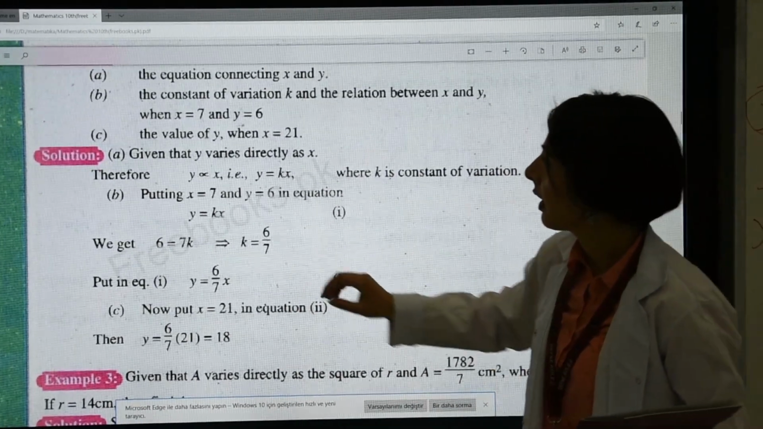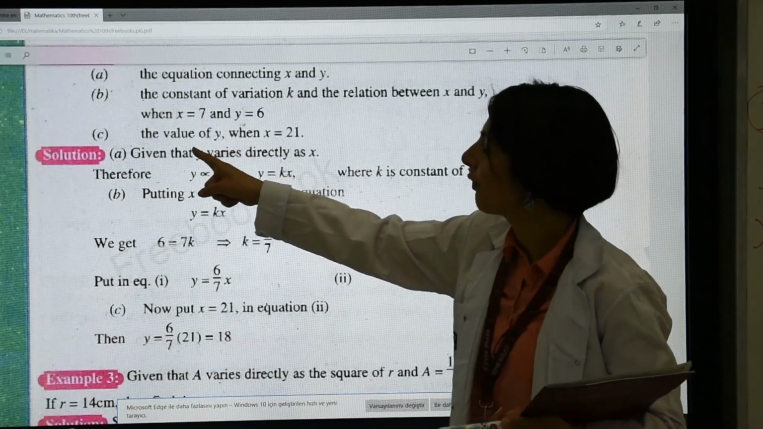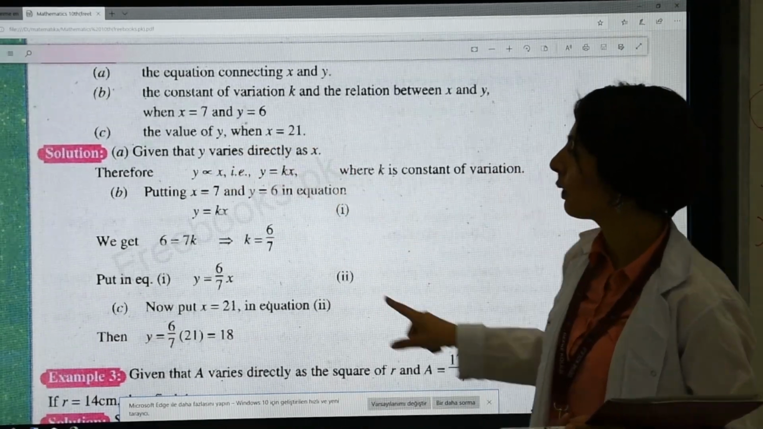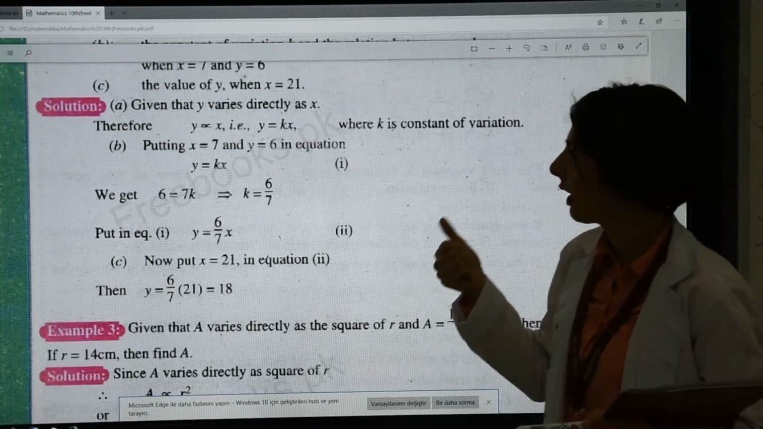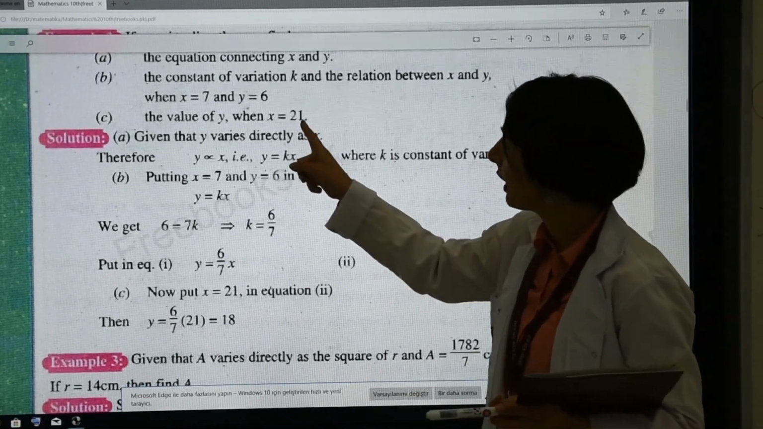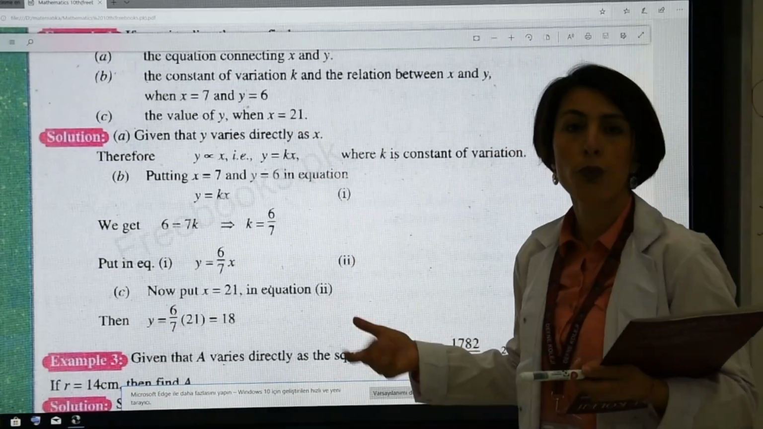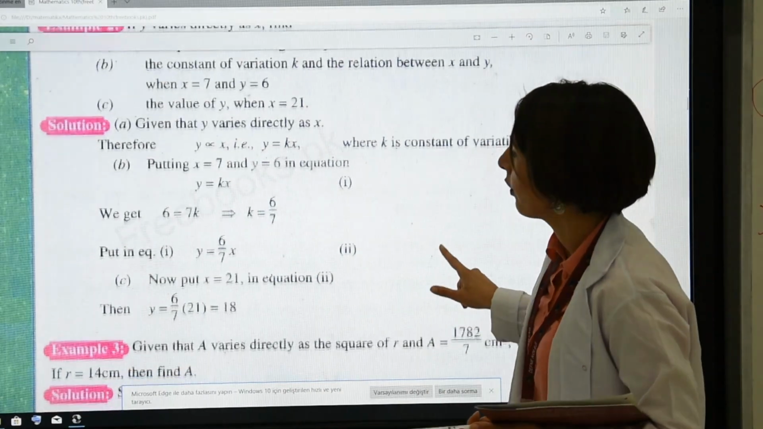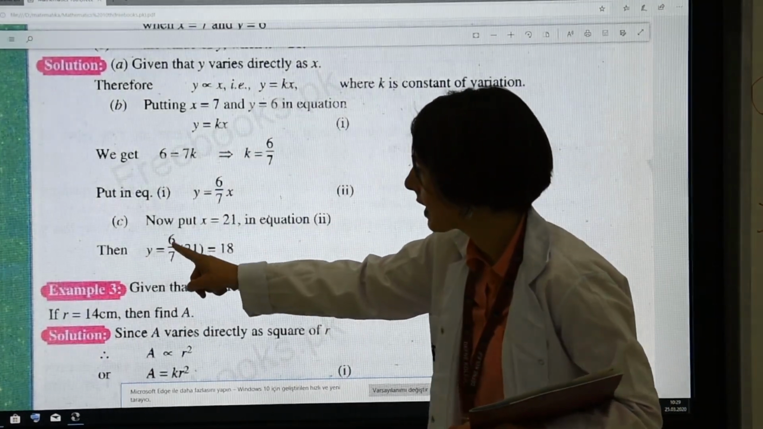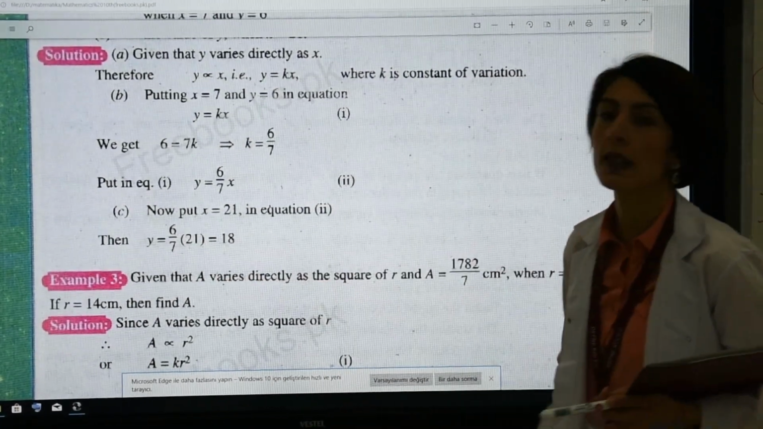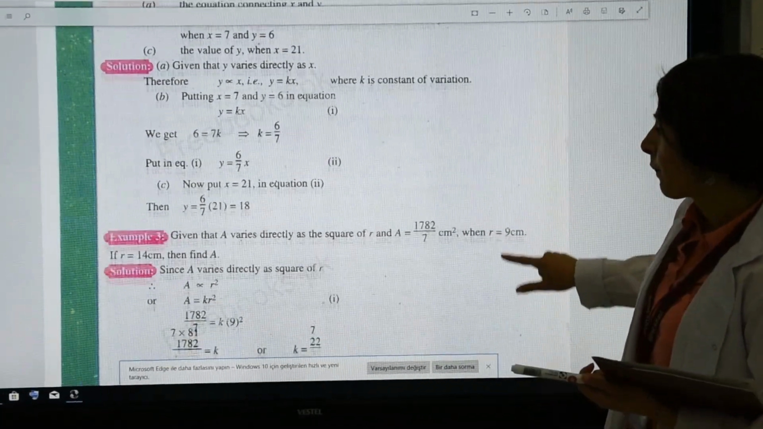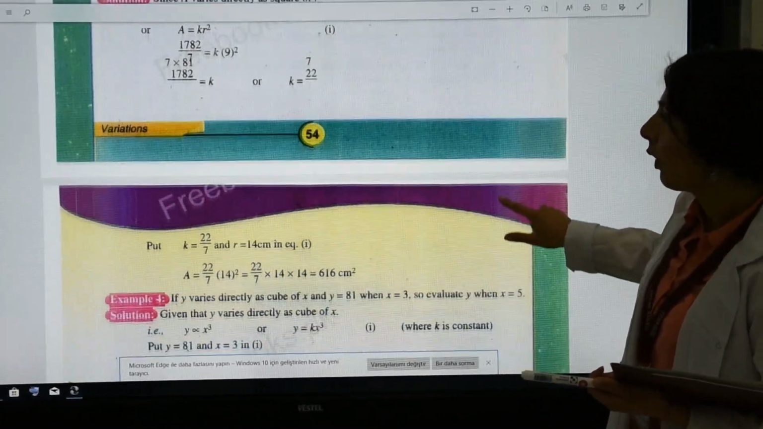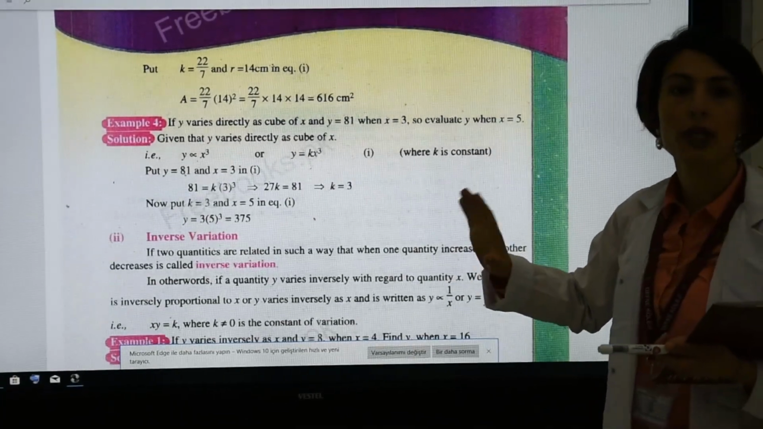And another thing is the value of y. We have to find the value of y if x equals 21. We have the value of k now, and we also have the value of x that is 21, so we can easily find the value of y. So y equals 6 over 7 times 21 equals 18. Okay, I hope that everything is clear about direct variation.